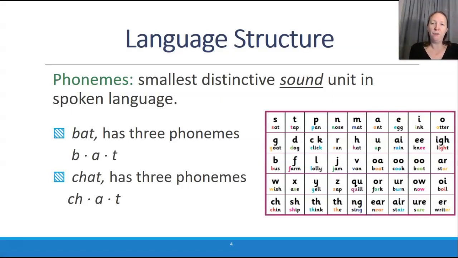First of all, we have phonemes, the smallest distinctive sound unit in a spoken language. This should sound a little bit like phonics class, but bat, for example, has 3 phonemes: b, a, t. Meanwhile, chat has 3: ch, a, t. So we're not talking about letter by letter. We're talking about the sounds, how we break words into sound chunks. Looking at some of these diagrams, like here, cook: double O means oo. We don't say k, k. So it's how many sound units are in a word.